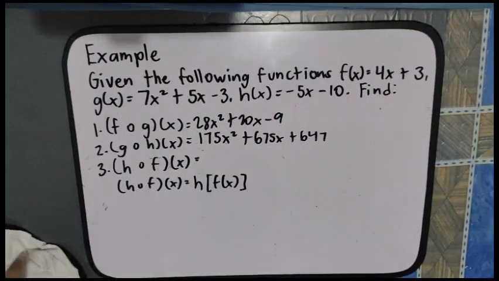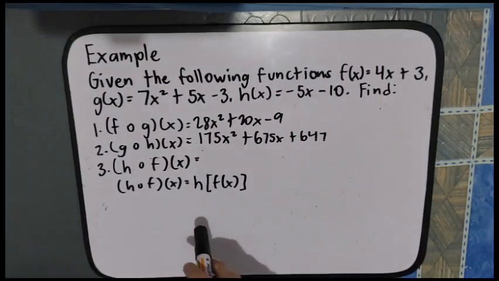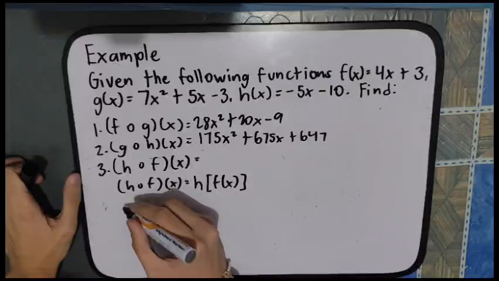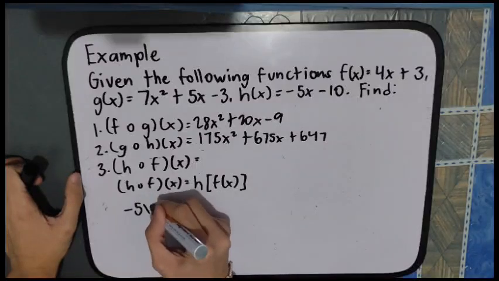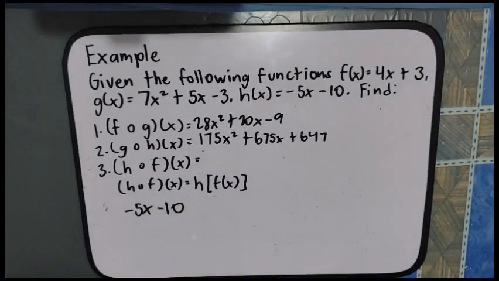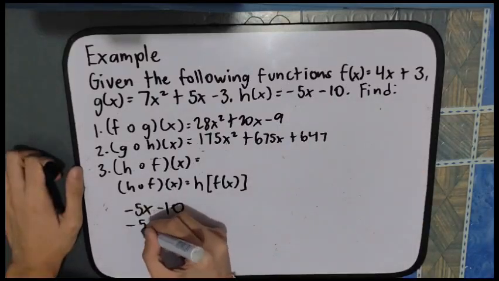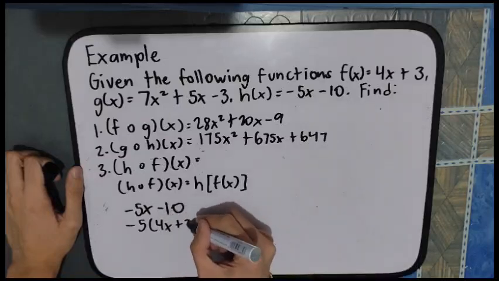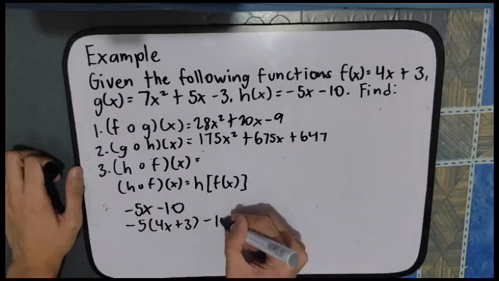For our example number 3 here, we have h of f of x. So like we did earlier, we're going to copy h of x, negative 5x minus 10. Then we're going to substitute x here with the output of f of x. So negative 5, we're going to change it with 4x plus 3. Then copy negative 10.